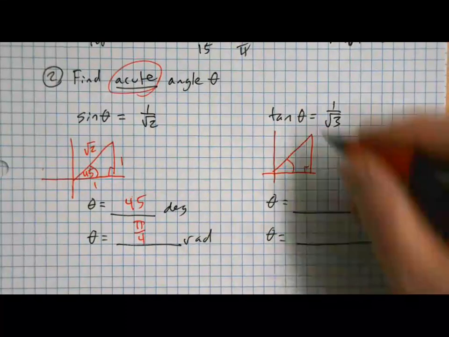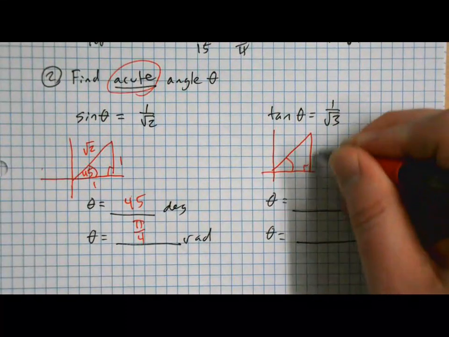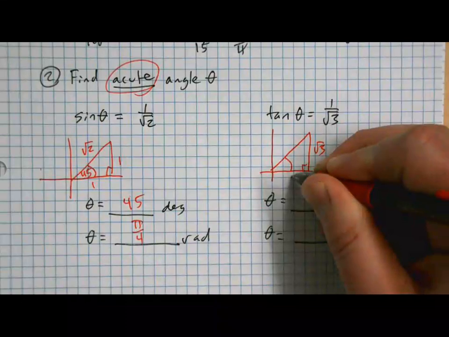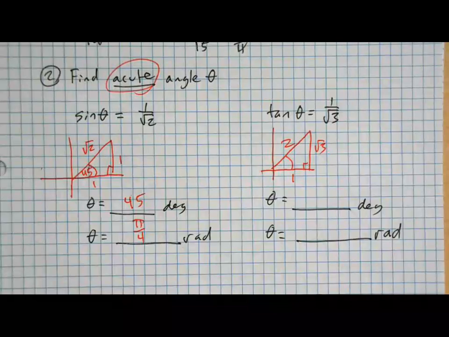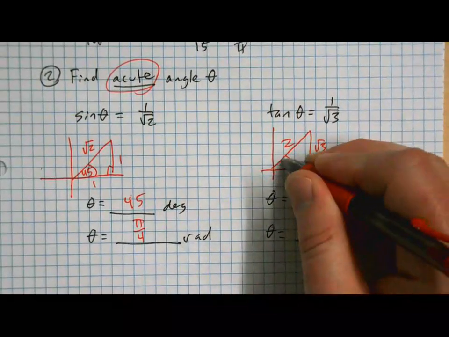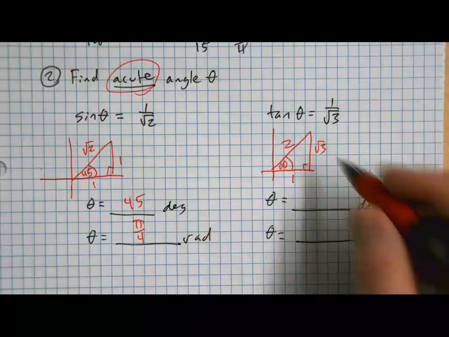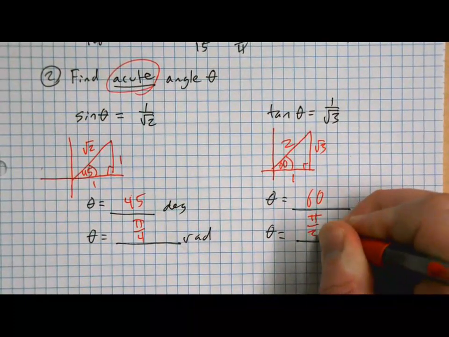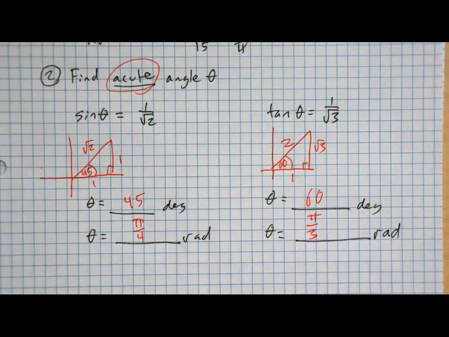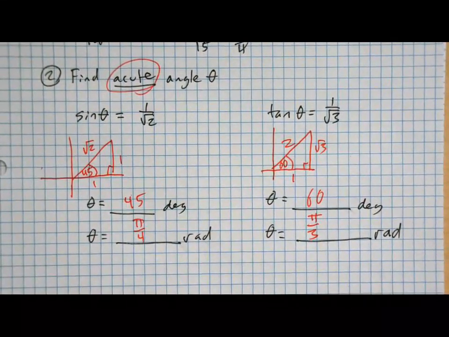All right. Tangent is opposite over adjacent, and this was here. So that's a 30, 60, 90 triangle. This would be my 60 because root 3 is bigger than 1. So 60 and pi over 3. Does that sound right? Any questions?